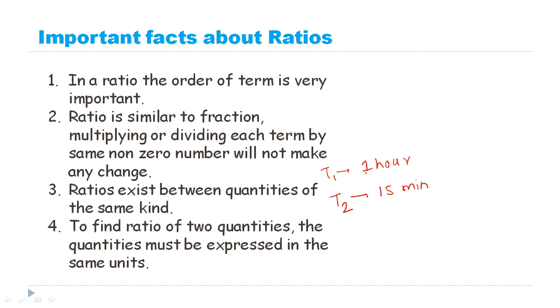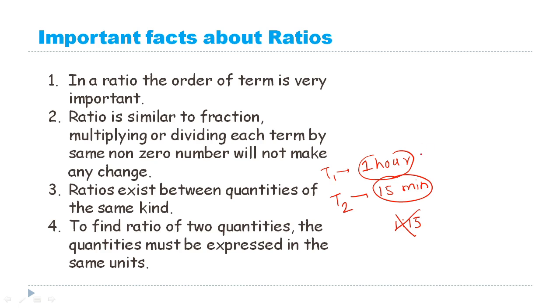Now you see, 1 hour and 15 minutes, both are time. Yes, we can compare them, because both are of the same kind. This is also time and this is also time. We can compare them, no doubt. But this is 1 hour and this is 15 minutes. The difference is here. The unit is hour and the unit is minute. So if you simply write 1:15 as the ratio of these two times, then it will be a great mistake. Why? Because this 1 hour is in the unit of hour, and on the other hand the other is in the unit of minute.